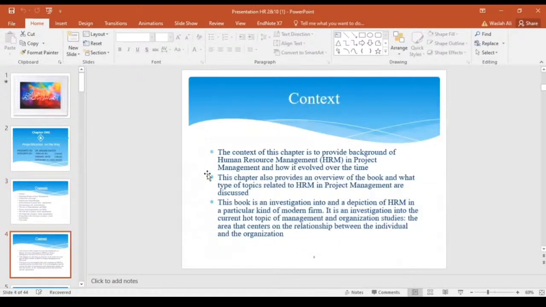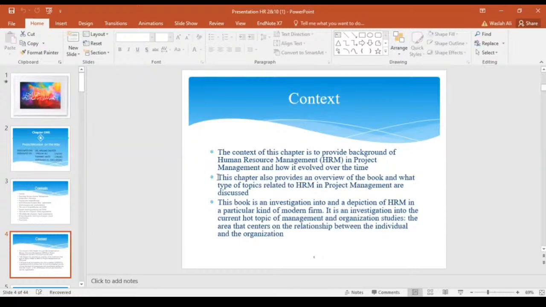The context of this chapter is to provide the background of human resource management in project management and how it evolved over time. This chapter also provides an overview of the book and what type of topics related to human resource management in a project are discussed.